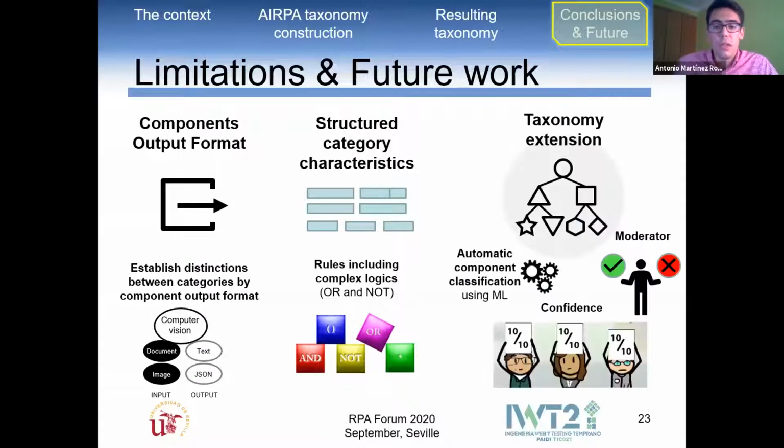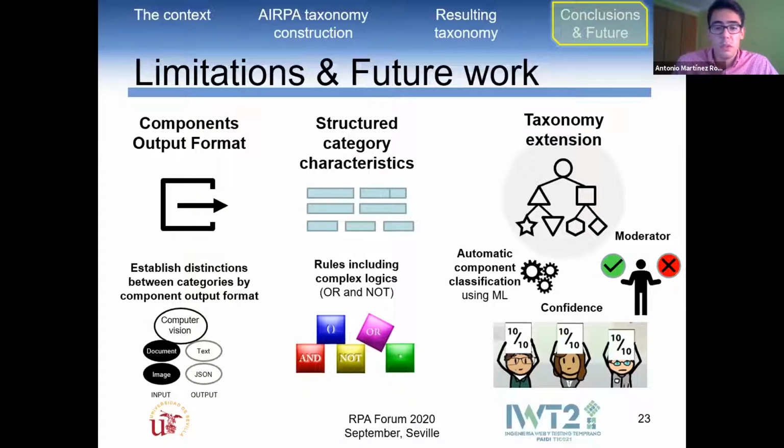Something that would allow, linking to the last point, to extend our taxonomy is to automate the classification of the component using machine learning techniques, taking advantage of the commented logical rules. Although, in addition to this, we can also extend the taxonomy by including a moderator to determine which of the proposals made to the taxonomy should be accepted or rejected, and also to include the concept of confidence.